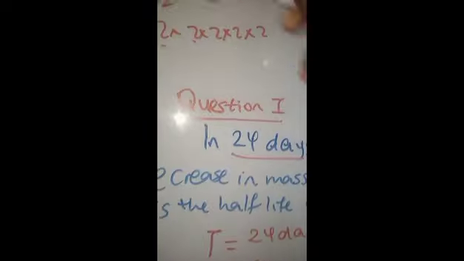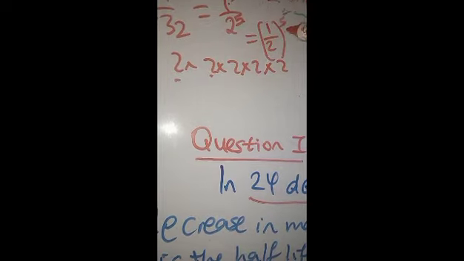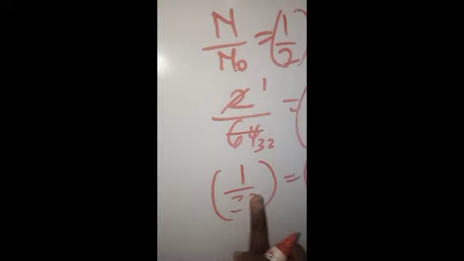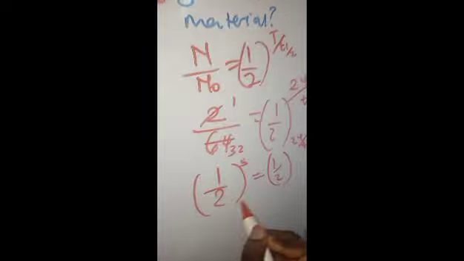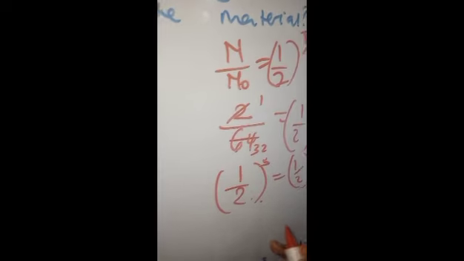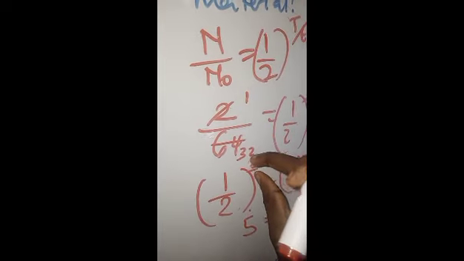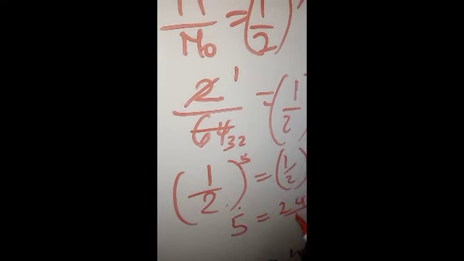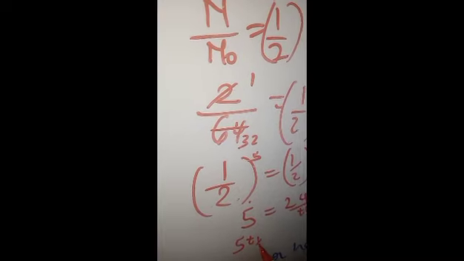So I can write it this way: 1 over 2 raised to the power 5, which is the same thing as 1 over 32. Let me replace my 1 over 32 with 1 over 2 raised to the power 5. So you have 1 over 2 here and 1 over 2 here, and you can equate the power, which means setting the powers equal to each other. 5 is equal to 24 over T half. You can cross multiply: 5 T half is equal to 24.